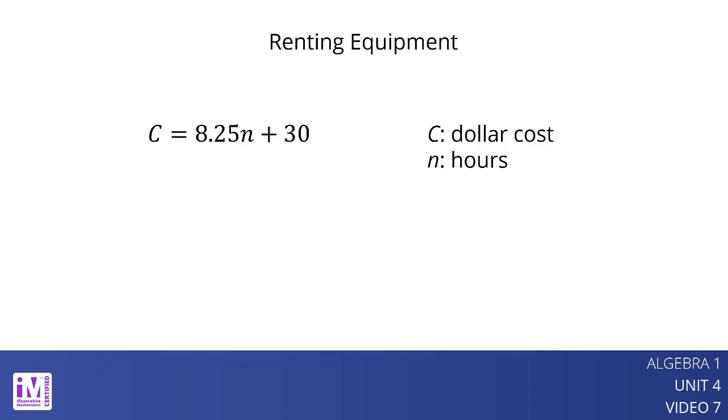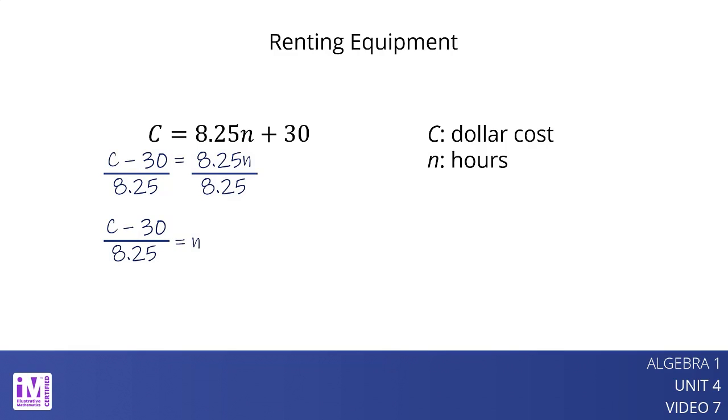What is the inverse of this function, and what does it tell us about the length and cost of rental? To find the inverse, let's solve for n. N equals the quantity C minus 30 divided by 8.25. If we know the cost of rental, C, we can substitute it into the expression, the quantity C minus 30 divided by 8.25, and evaluate it to find the hours of rental, n.